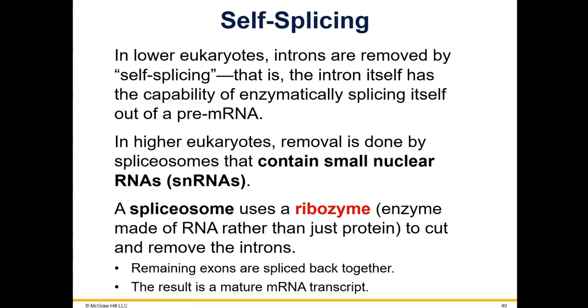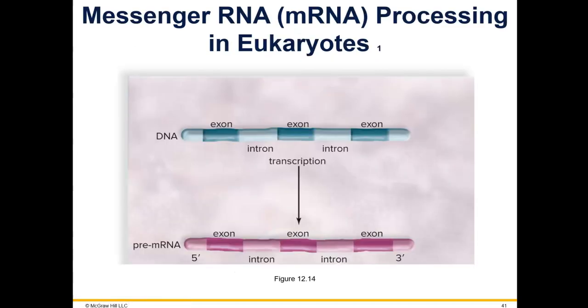The removal in eukaryotes is done by spliceosomes that contain small nuclear RNAs, snRNAs. And the ribozyme is the enzyme that's made of RNA rather than protein, and that is what cuts the introns. So here is your DNA. After transcription, you have introns and exons in the messenger RNA.